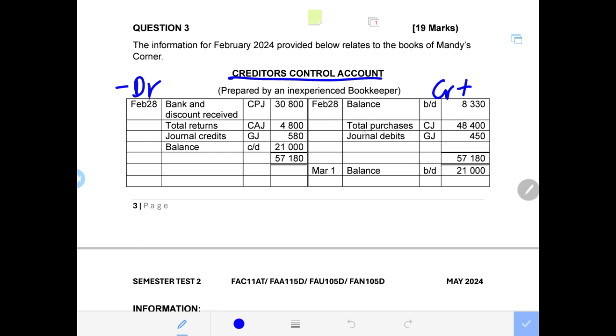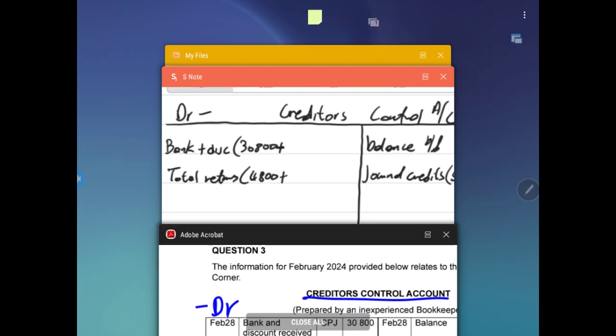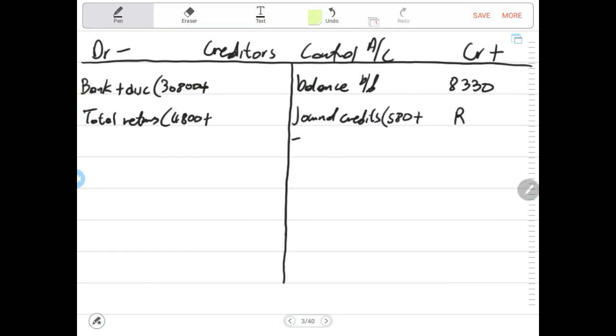Then we have our total purchases coming from the creditors journal, and this is on the right side. We can just write it as is, total purchases. Our total purchases being 48,400. And I will also take note of that total creditors or purchases.